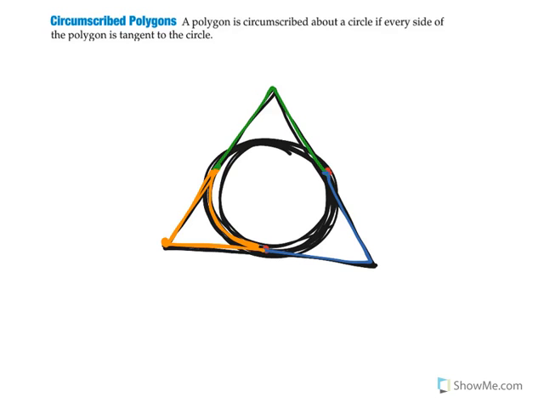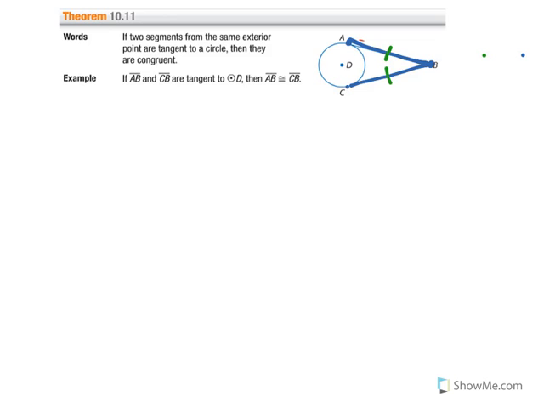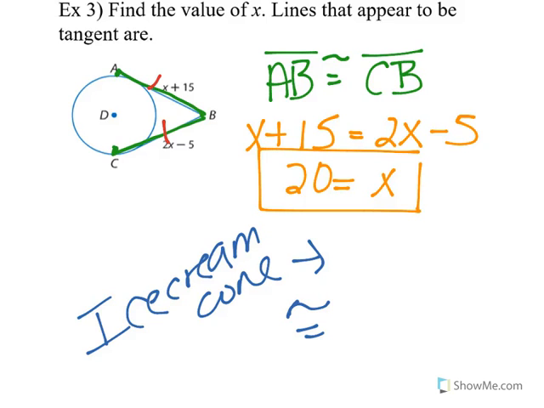What I outlined in green, both of those segments are tangent to the circle and meet at the same exterior point. What I outlined in blue, both of my blue segments meet at the same exterior point and are tangent to the circle. So we actually end up getting 3 different cases of our last theorem, where we know those chords are congruent.